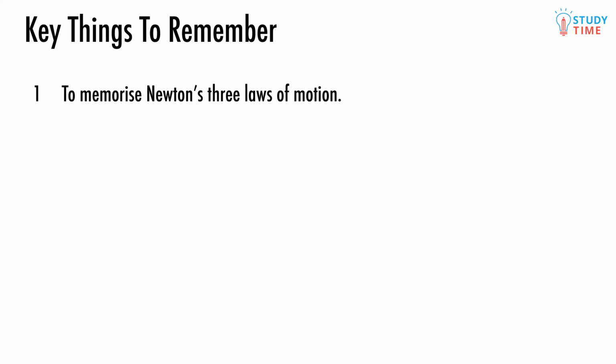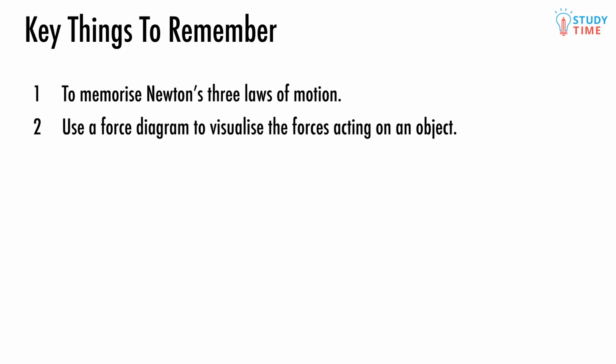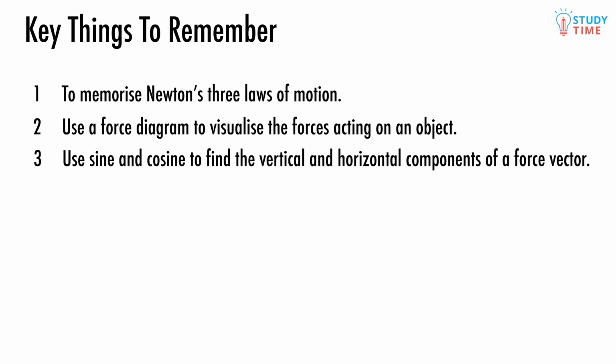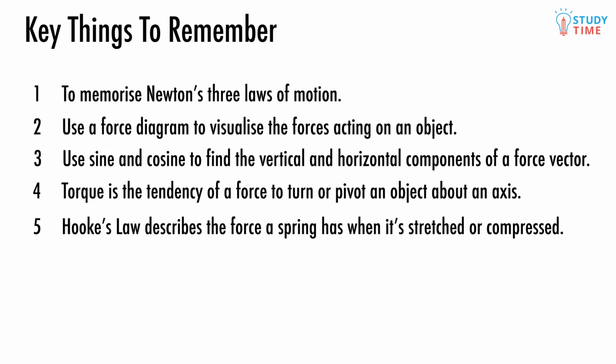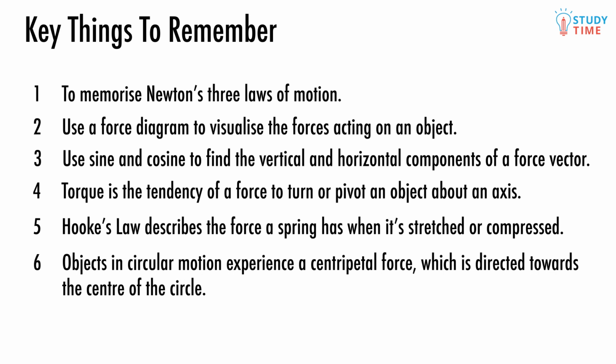Remember to memorize Newton's 3 laws of motion. Use a force diagram to visualize the forces acting on an object. Use sine and cosine to find the vertical and horizontal components of a force vector. Torque is the tendency of a force to turn or pivot an object about its axis. Hooke's law describes the force a spring has when it's stretched or compressed. And objects in circular motion experience a centripetal force, which is directed towards the center of the circle.